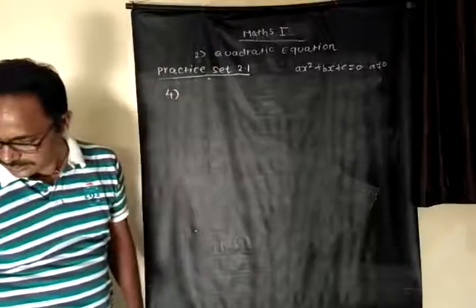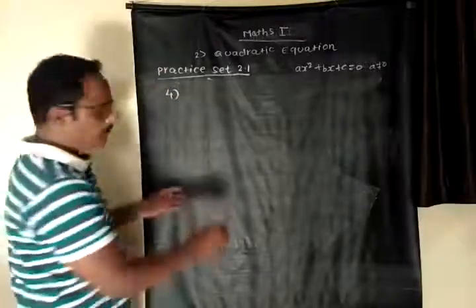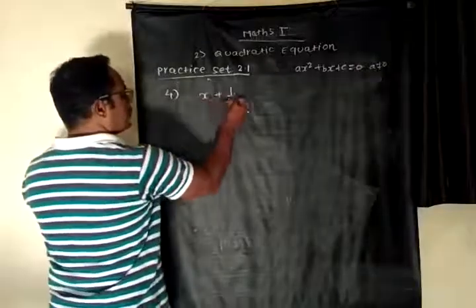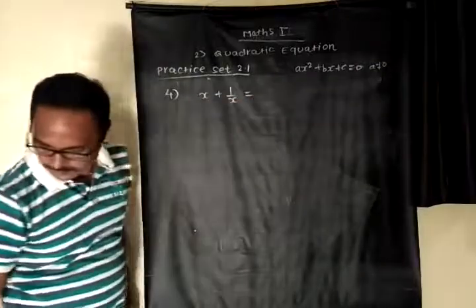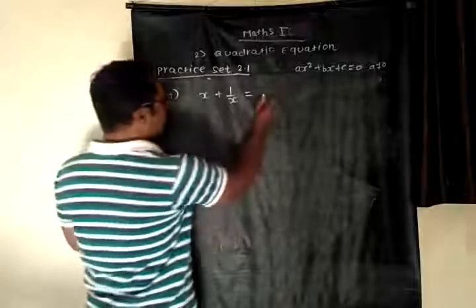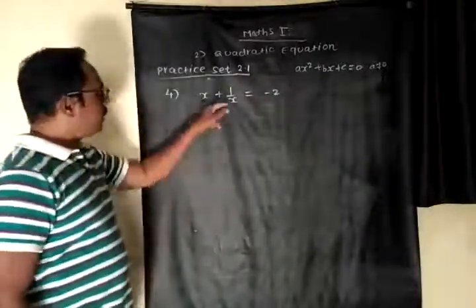Question number 4 is x plus 1 upon x is equal to minus 2. Now again here we have 1 upon x.